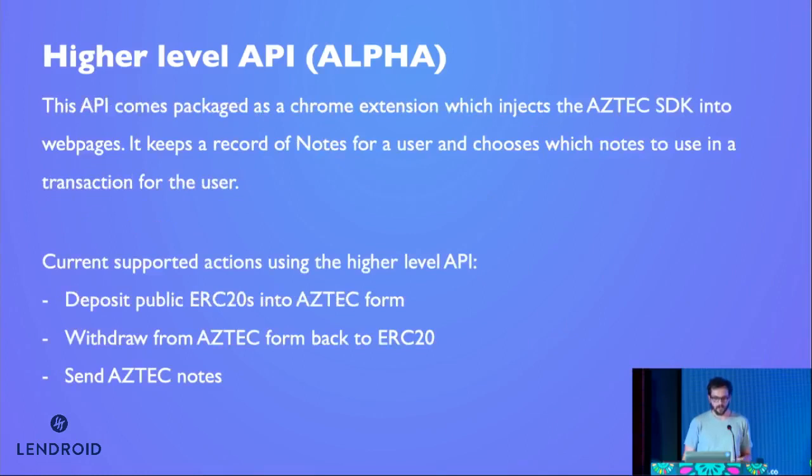We also have a higher-level API, which I can't say this enough, it is alpha. It's something that we've been working on over the past 2-3 weeks, and actually this morning. So things might break. If they do, come talk to us. It's basically a way for you to not have to manage notes, not have to worry about the complexities of zero-knowledge proofs, and as a dApp developer, be able to just say, basically, send some value to this other account, and for that to just work.